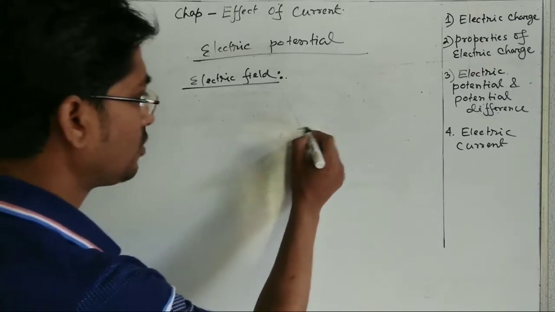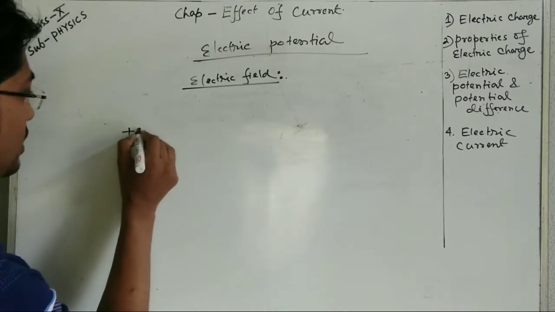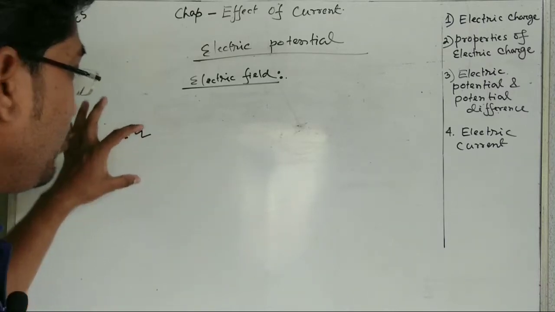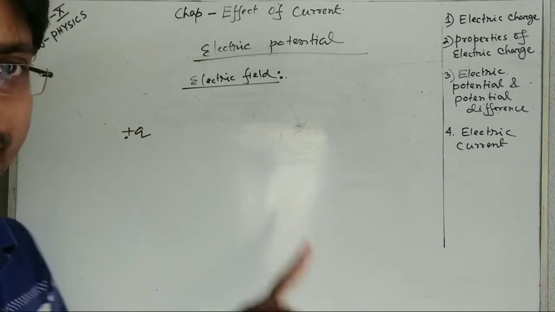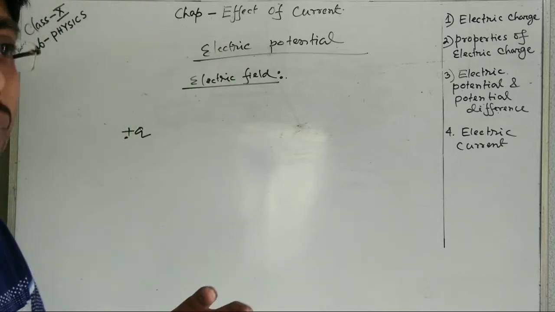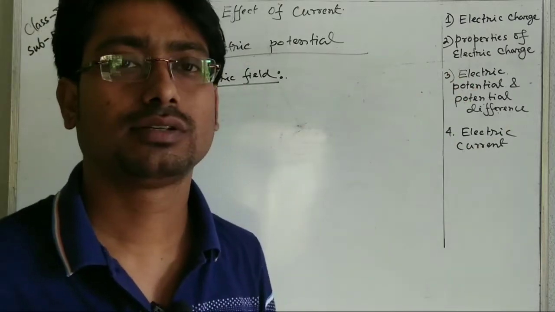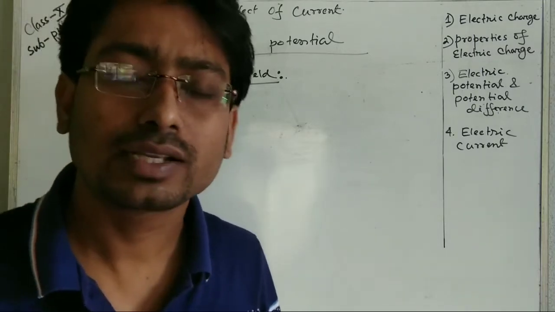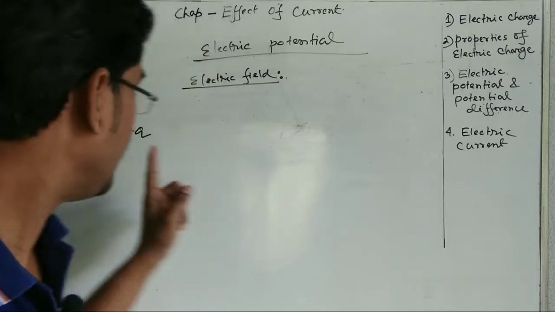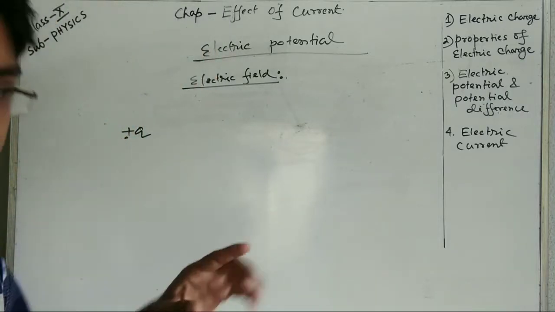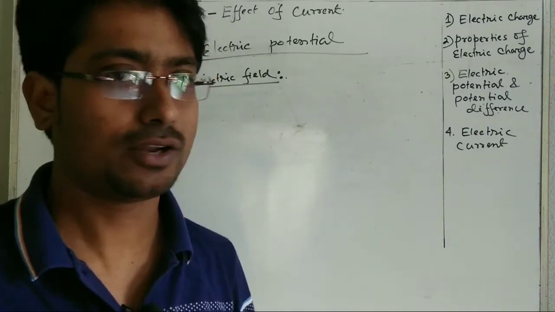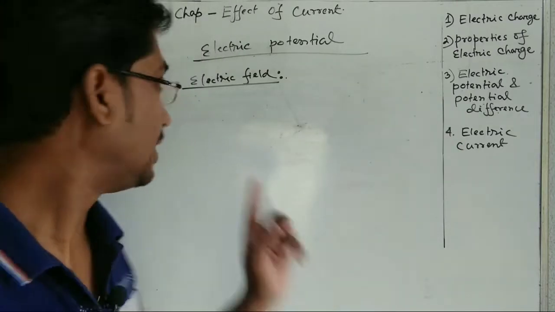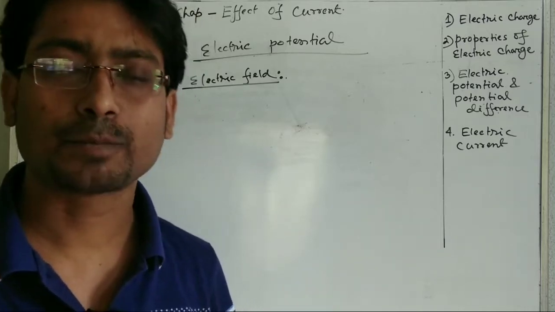So if you place any charge, suppose I have placed one charge, that is plus Q charge, here. The influence of the charge will be felt around the region. The region up to which the influence of this positive charge will be felt is known as the electric field. Actually, a field is nothing but a region, and obviously around the point charge Q, this region will be a spherical region, with a particular radius. In this particular spherical region, the influence of this plus Q charge will be felt.